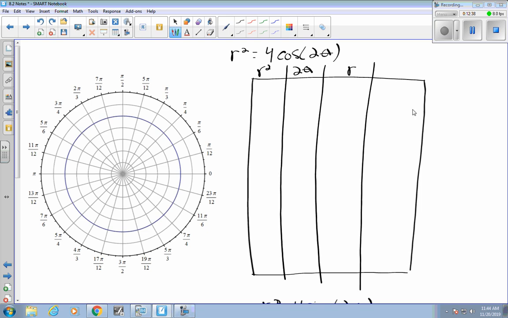I don't care how you make your table. This is how I tend to make mine. Lemniscates.